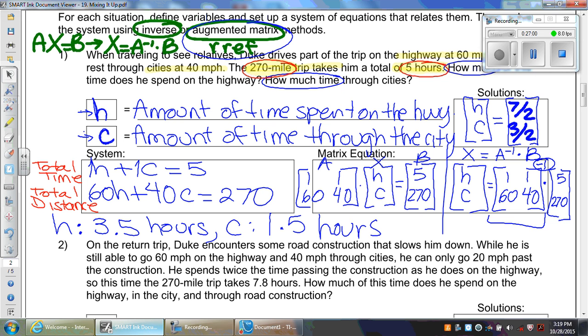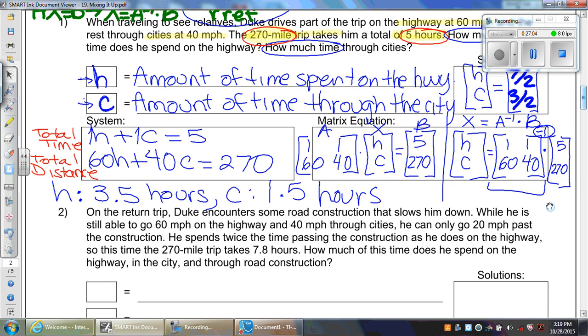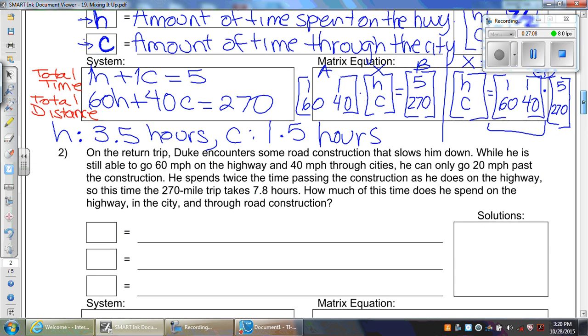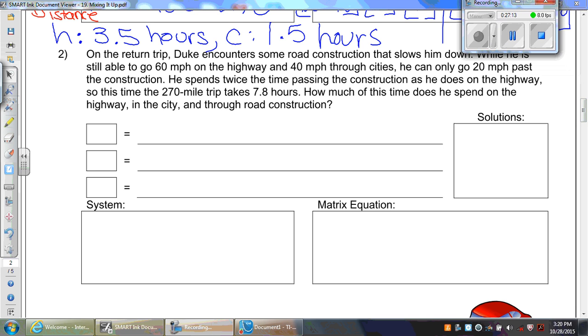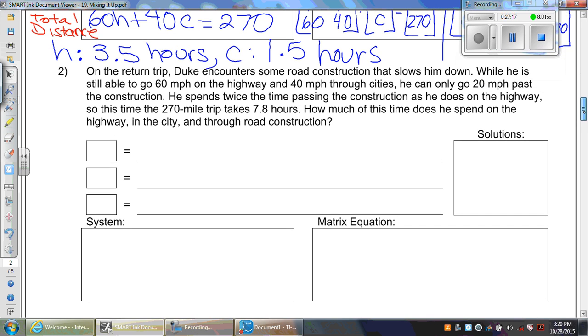So let's move to problem number 2. Are we okay with this? Do we have any questions? Okay. Now, who would like to read the next problem? Marco, thank you.